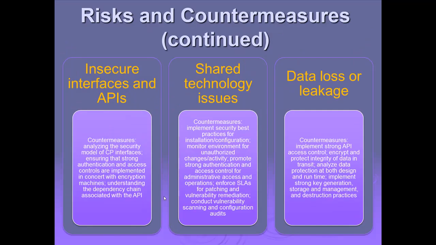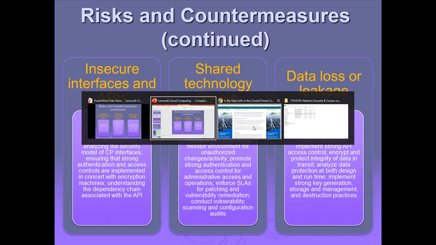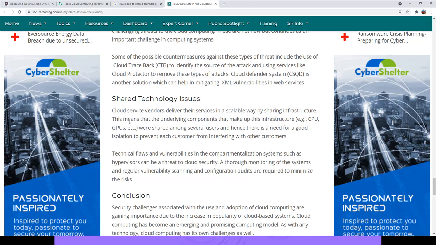Another important security risk that comes with cloud computing is from shared technology issues. Cloud service vendors deliver their services in a scalable way by sharing infrastructure. The cloud services are scalable. They can be expanded based on the demand, according to the requirement, and this is possible by sharing the infrastructure.